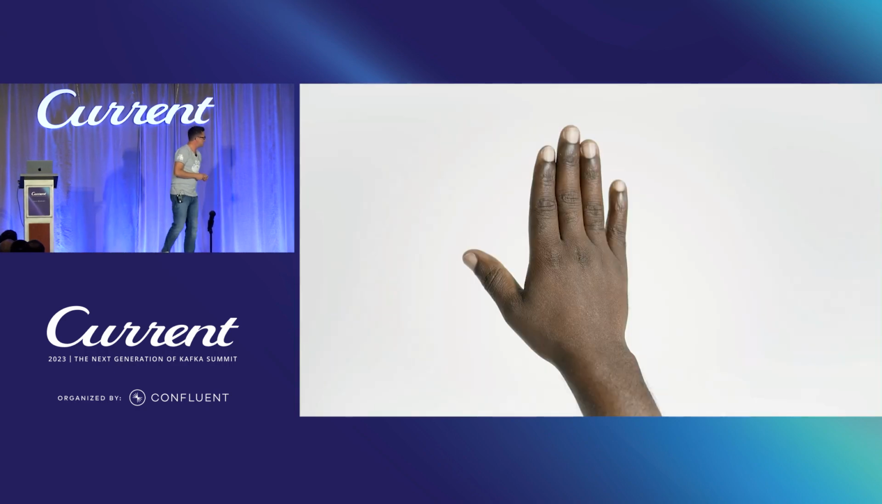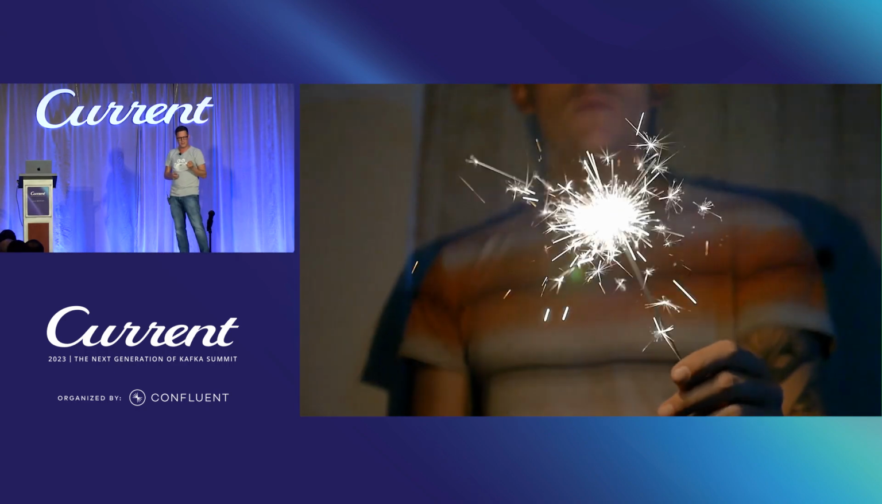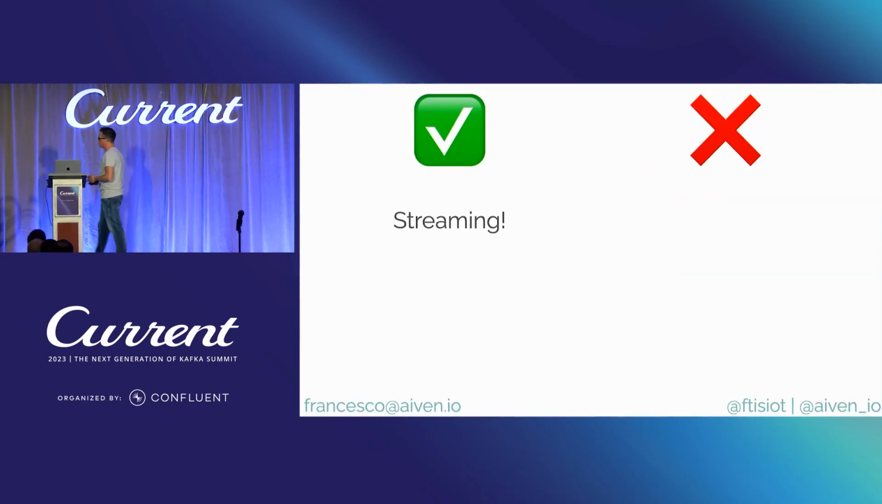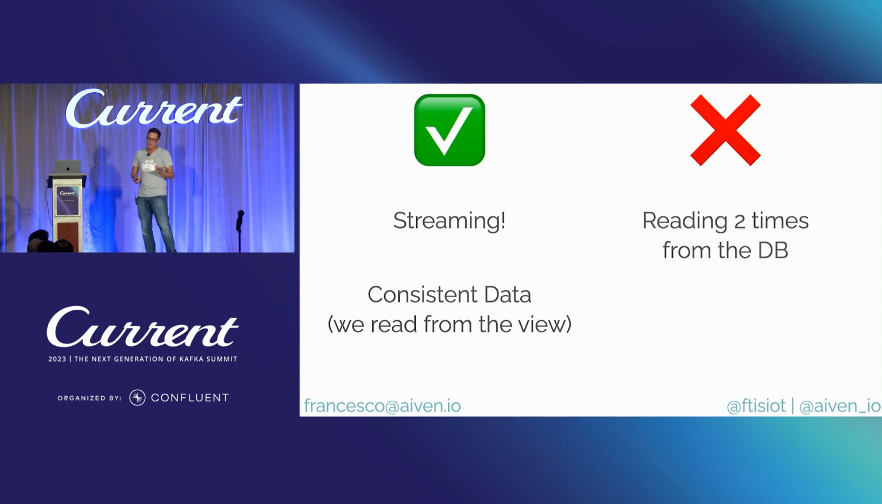So, I mean, this looks interesting. We are doing streaming. Are we okay? Are we ready for partying now? Because yes, we are doing streaming, and we are reading consistent data from the database. Yeah, we are maybe reading two times from the database, one from the log and one via JDBC connector, but that's not too much of an issue. But the problem here is, are we really sure that we are producing consistent data?